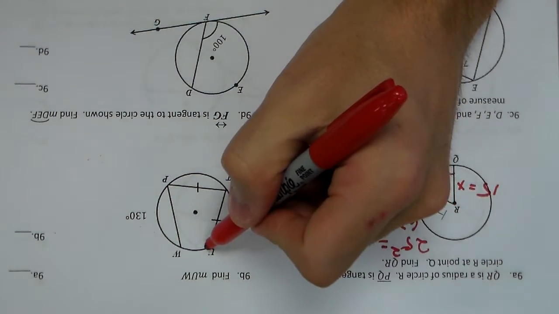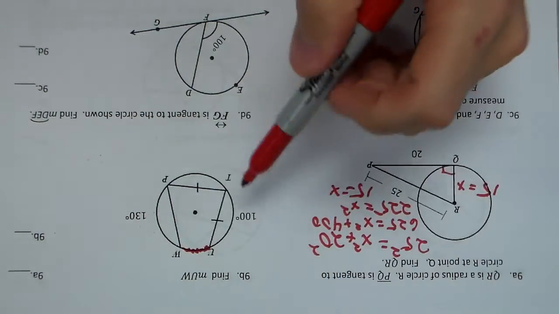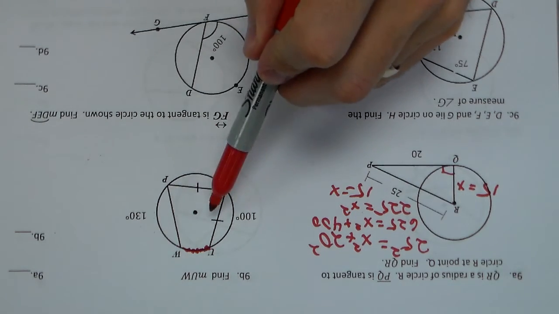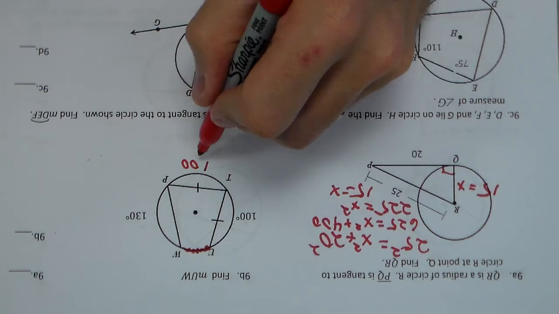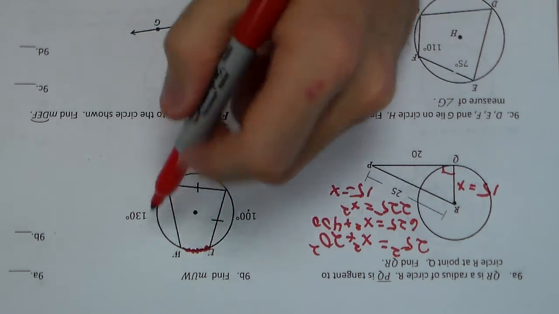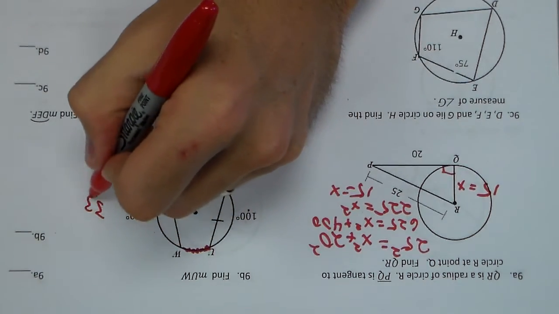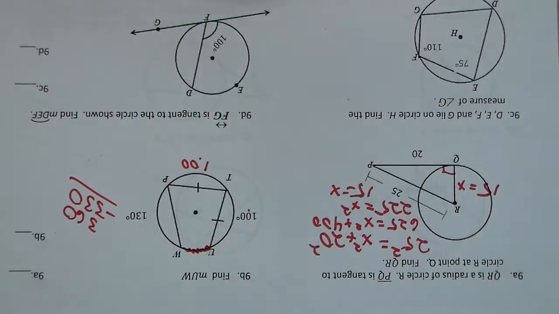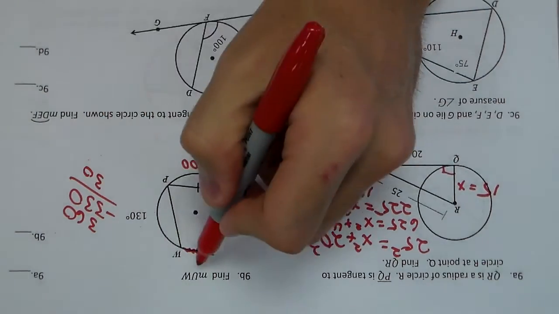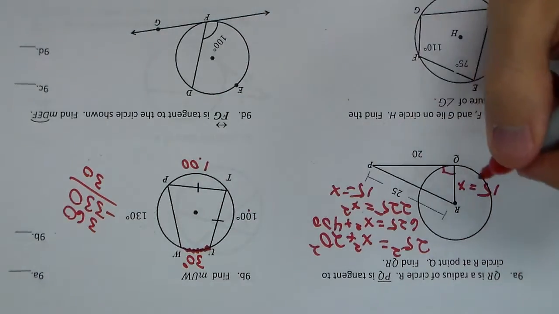9b, we need to find UW. What we first need to do is notice that these are congruent chords. Since these are congruent, this arc is also 100. So I have 100, 100, and 130. These all add up to 330. Since I know the circle adds up to 360 in total, that leaves us 30 degrees for arc UV.